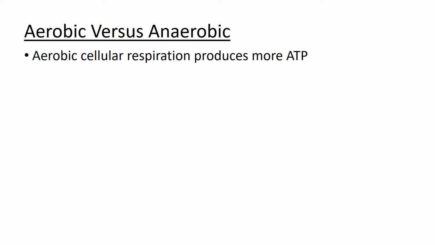Is one type of cellular respiration better than another? Sort of, because aerobic cellular respiration produces way more ATP than anaerobic cellular respiration. And so if a cell can perform aerobic cellular respiration, if it has access to oxygen, it'll use aerobic cellular respiration over anaerobic, or in addition to it.